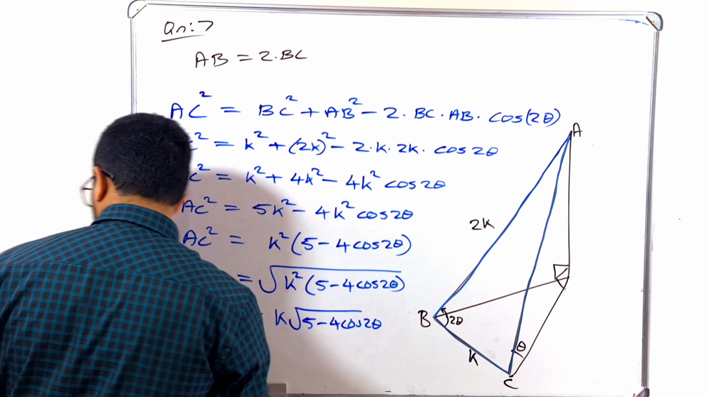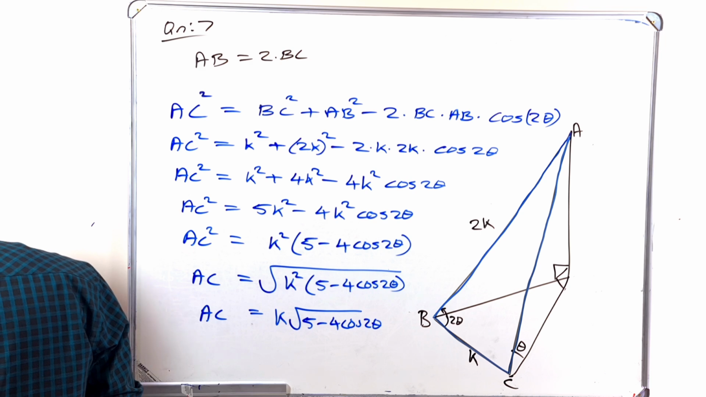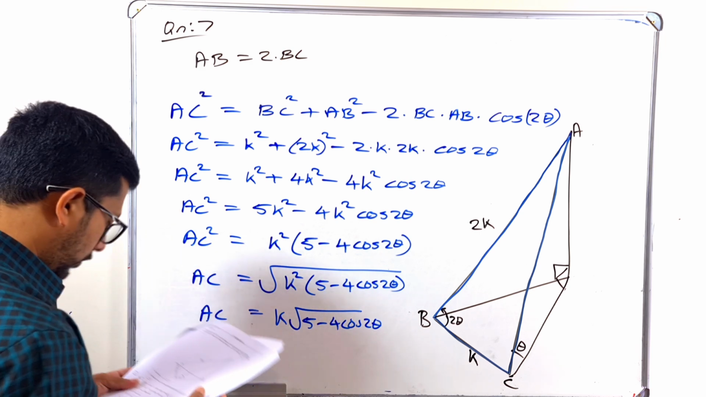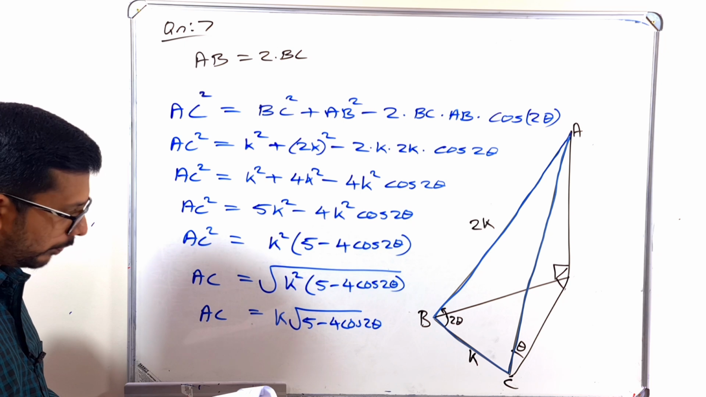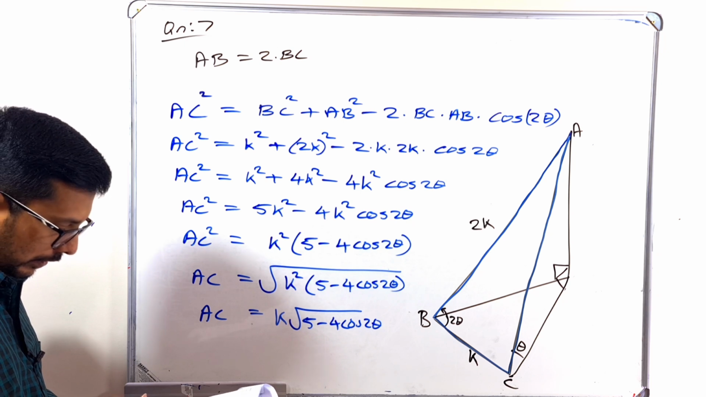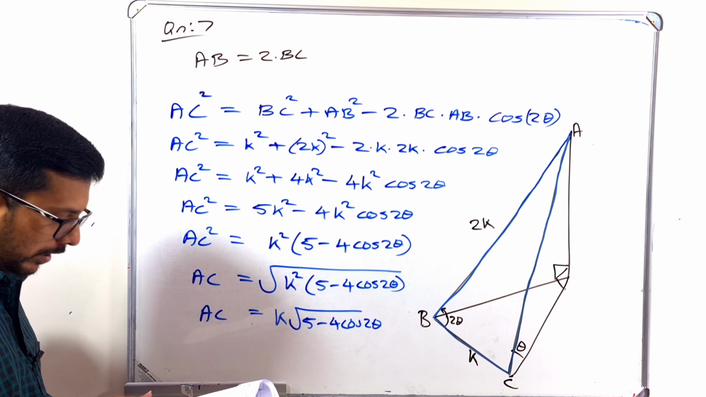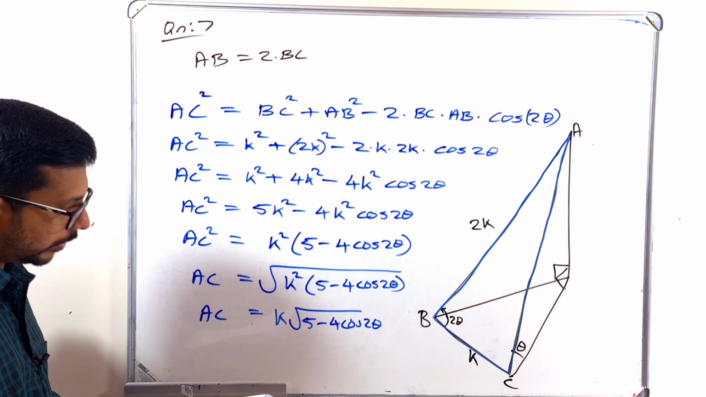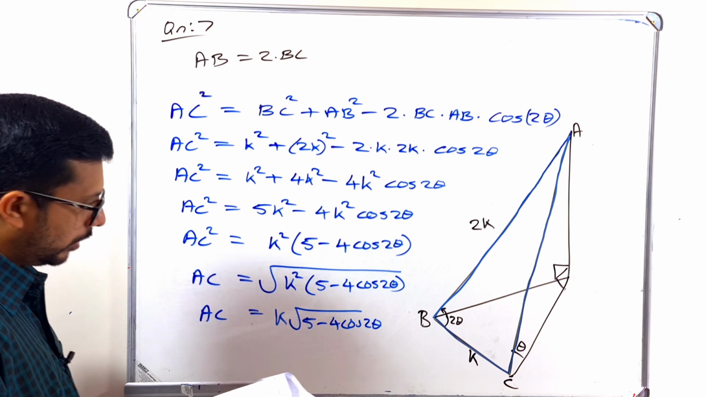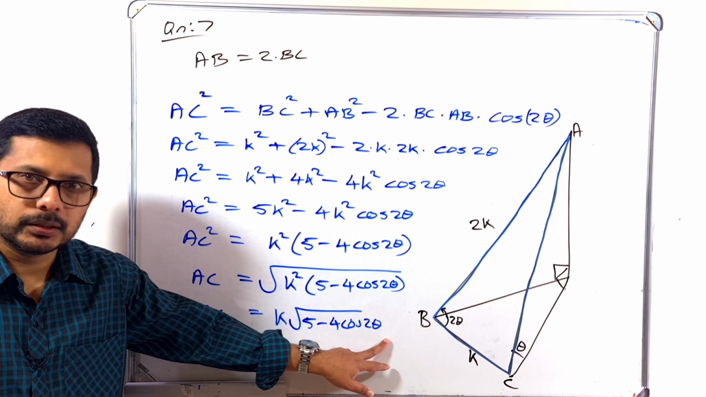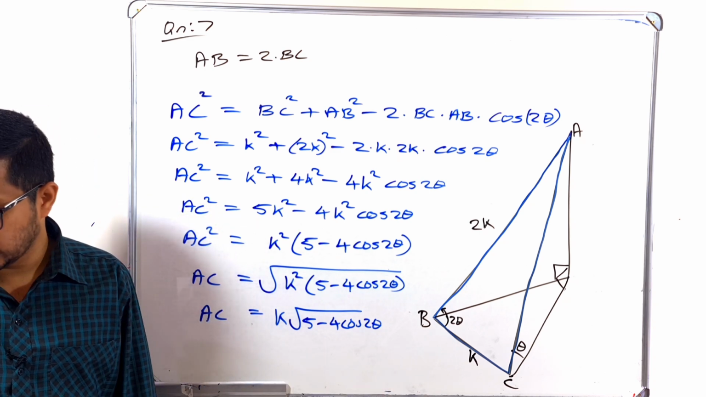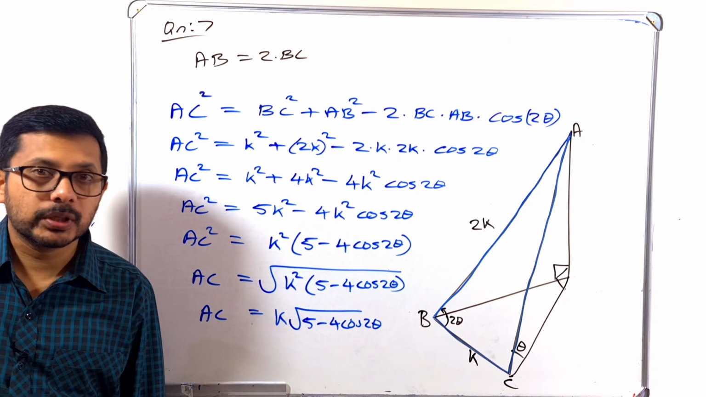What do we want to prove? Look at the question once more. We want to prove that AC equals K into square root of 1 plus 8 sine square theta. Okay, we can do that. Cos 2 theta is a double angle, is it not so? How can you write cos 2 theta? We want the answer in terms of sine.